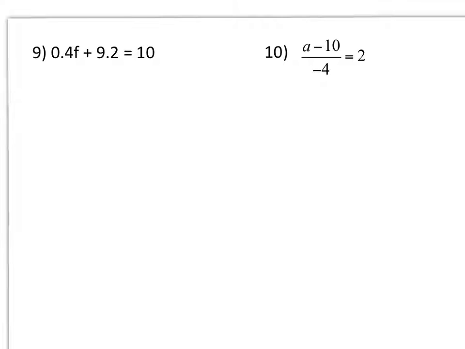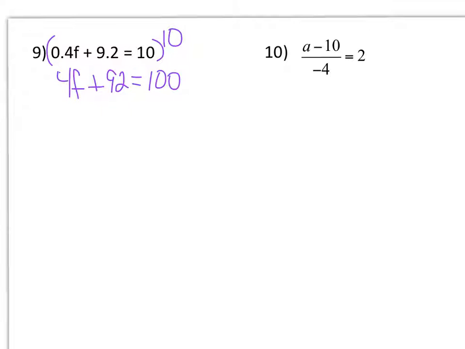These last two are a little tricky, however, we can simplify first to make it easier for ourselves. In number 9, we can get rid of the decimals by multiplying everything by 10. When you multiply by powers of 10, it just moves the decimal point to the right. And since we only need to move it one place to the right, that's why we multiply by 10 and not by like 100 or something. So 0.4f times 10 is just 4f. 9.2 times 10 is 92. And 10 times 10 is 100.